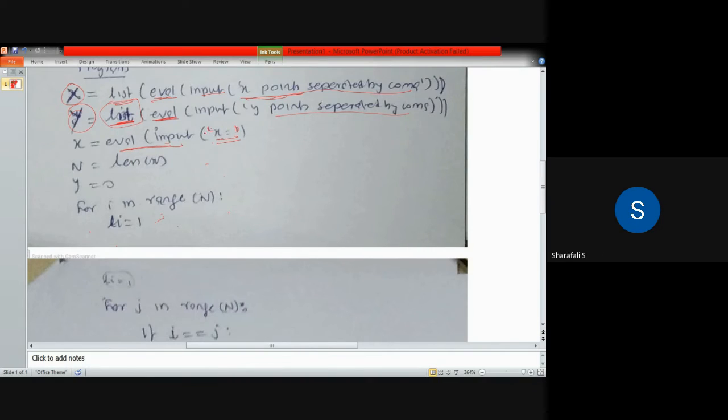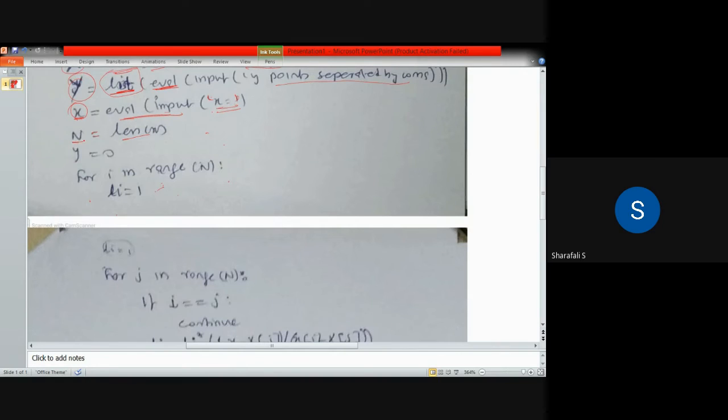So this x value that we have, that is the value for which we have to find the y value, and that we have to provide as an input into this program, and the corresponding y value that we have to find out by using Lagrange's interpolation.